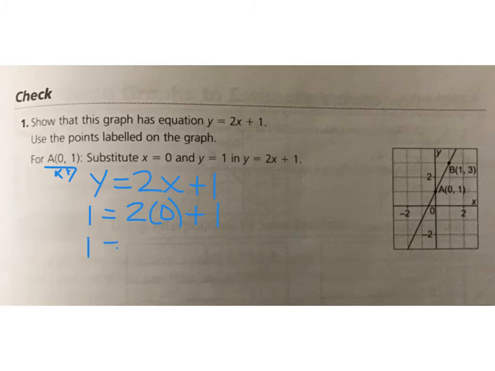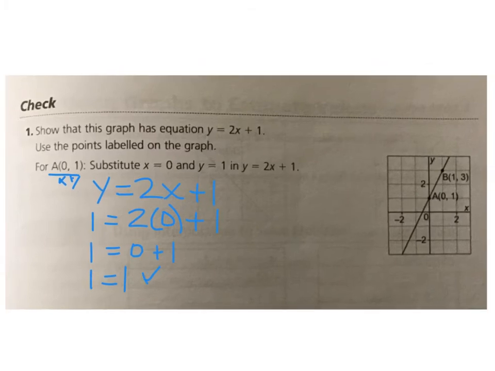So 1 equals 2 times 0 is 0. Remember, you're following order of operations to clean up this side. So you multiply the 2 times 0 first, and then you add the 1 last. So we get 1 equals 1. So that point works. You can put a check.